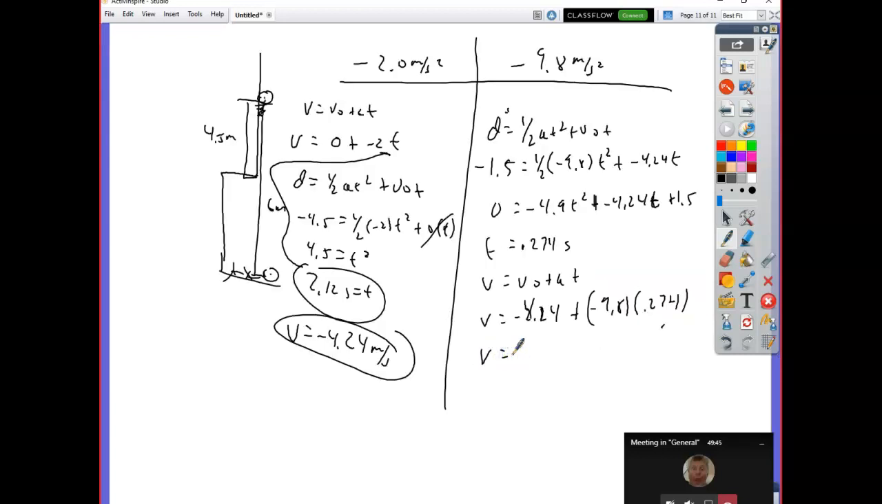So what's his final velocity? 4.24 minus 9.8 times 0.274, and I get a lovely negative 6.93 meters per second. Technically, I should make that positive because it says what speed.